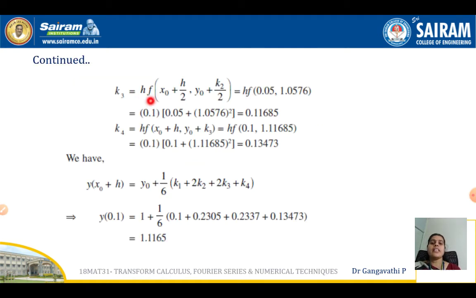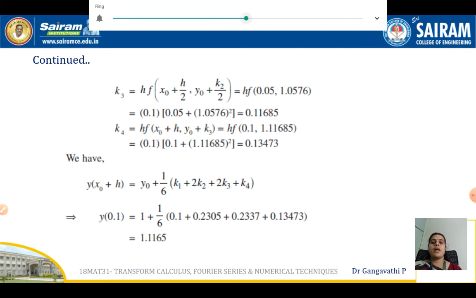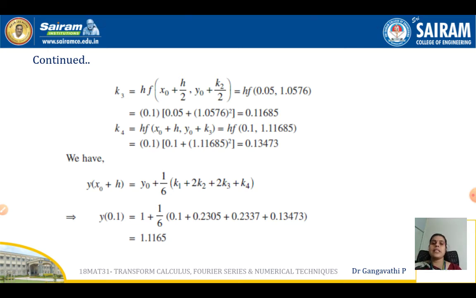K3, so evaluate K3 using this formula. As I said, x in f of x comma y should be replaced by this, and y in f of x comma y should be replaced by this, and h into f of this one. So these are the values we get in place of x and y. On simplifying, we get 0.11685, which is the value of K3. Similarly, evaluate K4. K4 is equal to h into f of x naught plus h, y naught plus k3. Substitute the suitable values here, and we get the value of k4 as 0.13473.